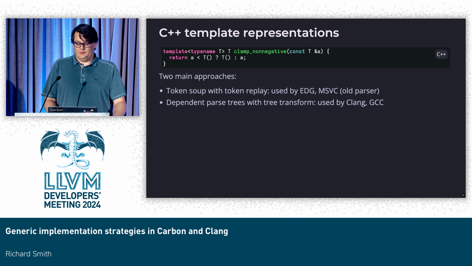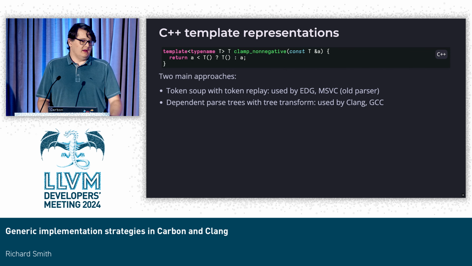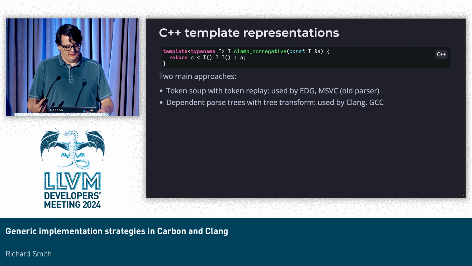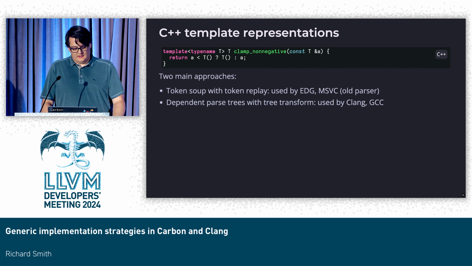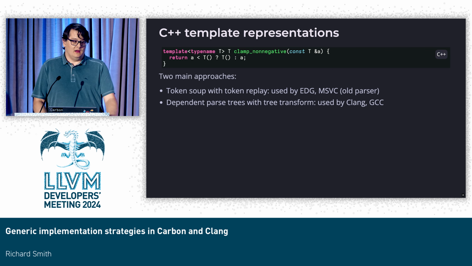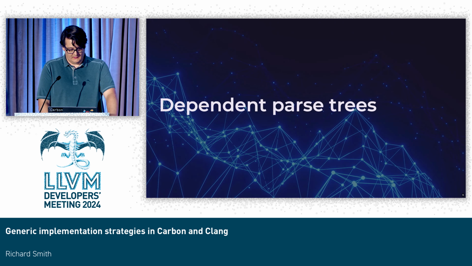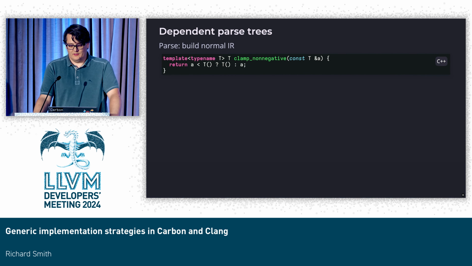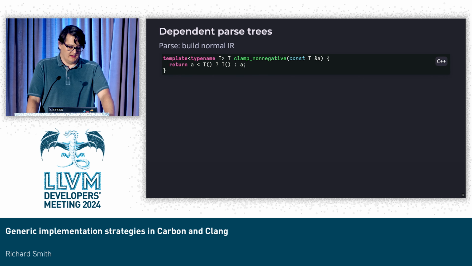And that's the method that's used by the EDG front end. It's also used by the MSVC parser, at least the old MSVC parser. They have a new one now, which is using a different technique. The other way that this is done, which is the way that GCC does it, it's also the way that Clang does it, is where you build a parse tree that contains an explicit representation of the dependent constructs in advance. So let's look at the method used by Clang a little bit more deeply.